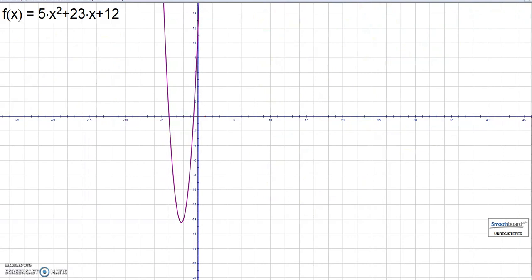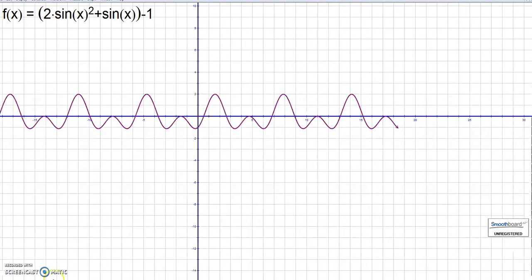Okay, one more example here dealing with trig. So where would the function 2 times sine of x squared plus sine of x minus 1, basically I'm asking in this case where are the x-intercepts. So where does this thing equal 0?